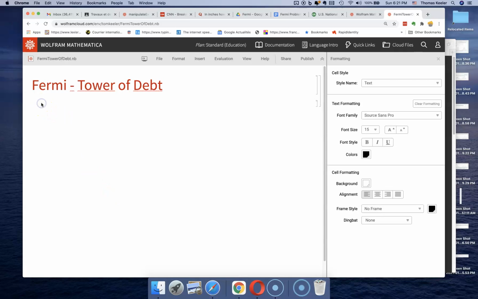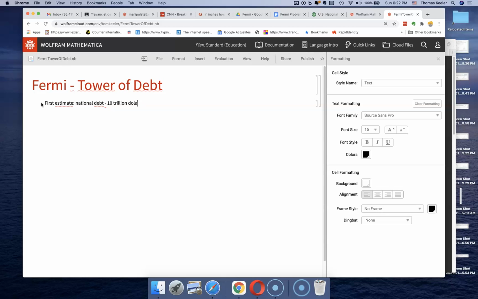Okay, so we want to use some rough estimations, some Fermi techniques, to figure out how tall a stack of dollar bills that was as much as the national debt would be. Okay, so our first estimate, national debt. So we're going to estimate our national debt at being $10 trillion.